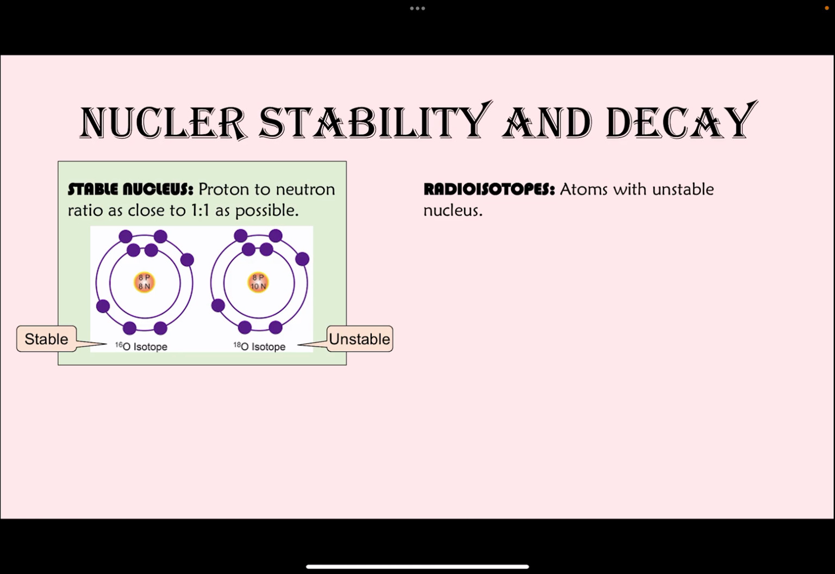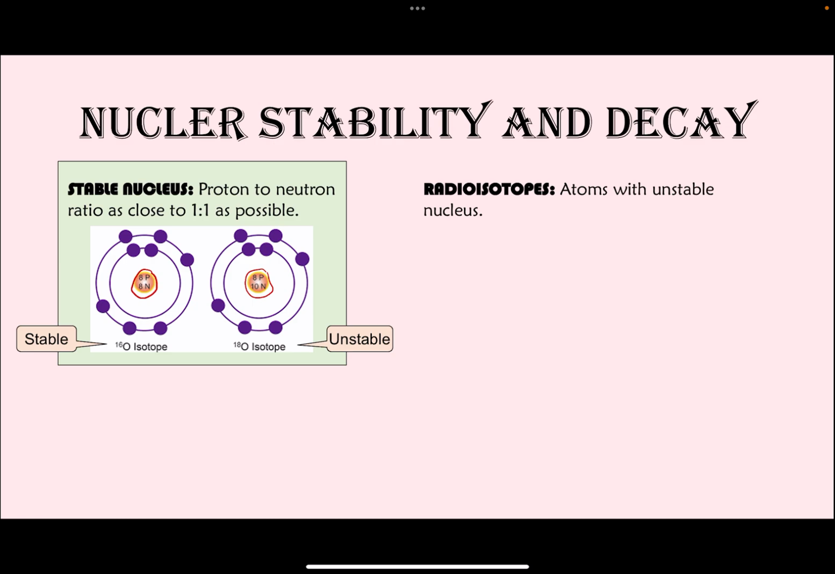For example, here we have two isotopes of oxygen. One of them is oxygen 16, the other is oxygen 18. So oxygen 16 has 8 protons and 8 neutrons. So the proton to neutron ratio is 1:1, but in oxygen 18 we have 8 protons and 10 neutrons, so the ratio is very far from 1:1.